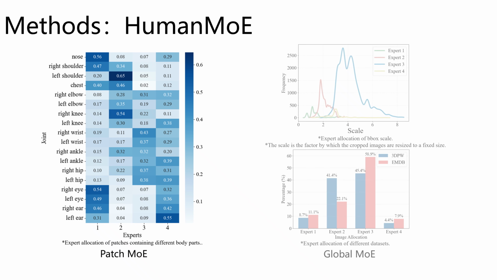Global MoE is used for the allocation and specialized processing of entire images. The upper section shows the allocation of bounding boxes by a shallow MoE layer, while the lower section shows the assignment of different data samples to a deep MoE layer.